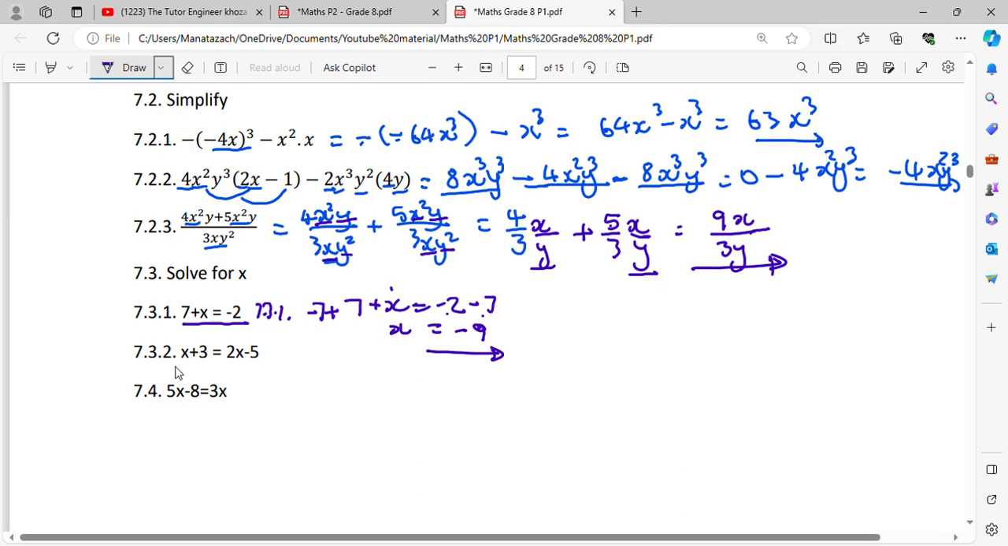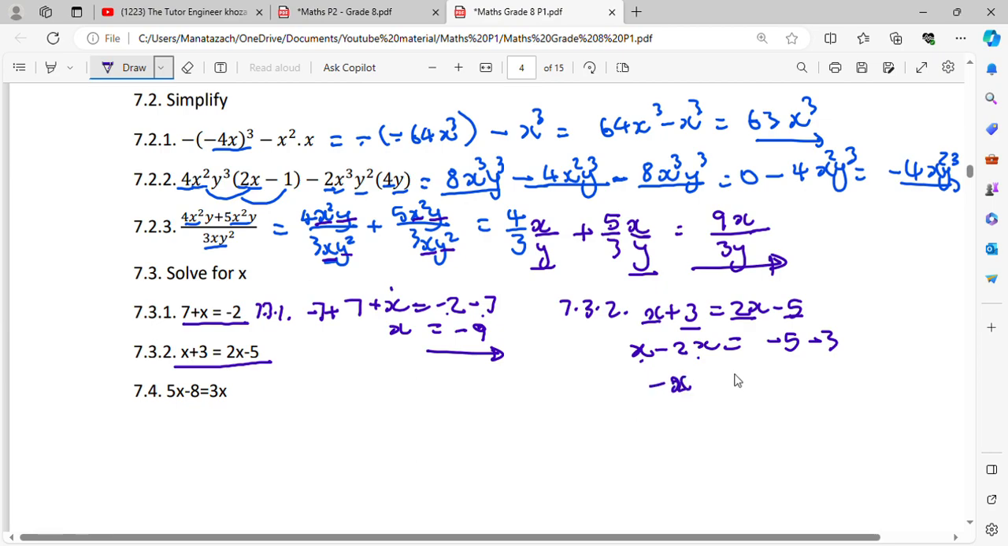And then 7.3.2, let's write here: you have x plus 3 is equal to 2x minus 5. Let's put the like and the like together. Here x and 2x are alike. And then here you'll have minus 5 and 3, which are alike. So you put them together on one side. Then x minus 2x is minus x. Minus 5 minus 3 is minus 8. So your answer here is 8.